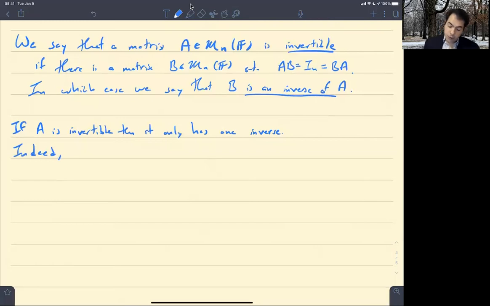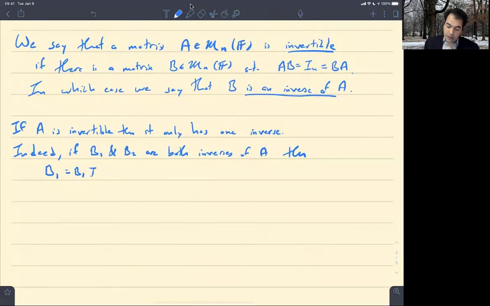But if you do have an invertible matrix, and if B1 and B2 are both inverses of A, then what you can do is start with B1. So B1 is the same as B1 times the identity, right? Multiplying by the identity doesn't change anything. How do we know that? Well, the identity is the matrix associated to the identity linear map, and composition with the identity linear map doesn't change anything. So multiplication by the identity doesn't change anything.